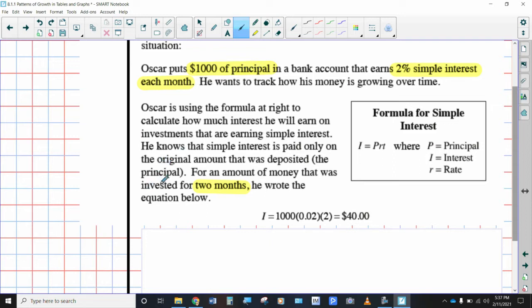The amount of money that was invested for 2 months, he wrote this equation here. I is equal to 1,000 times 0.02 times 2, and that equals 40. Okay, so what do all these different parts mean?